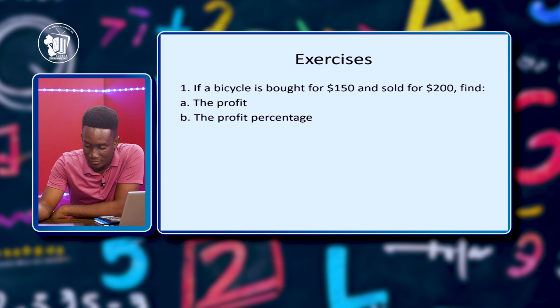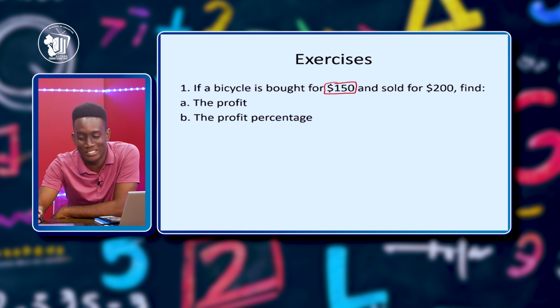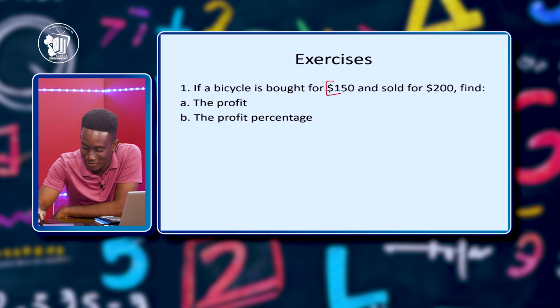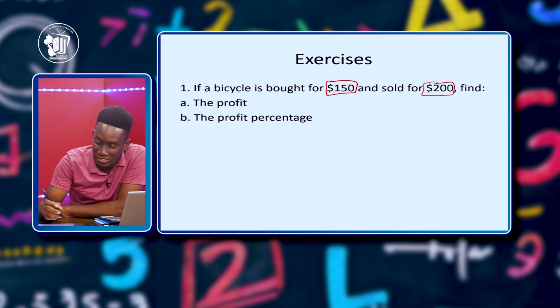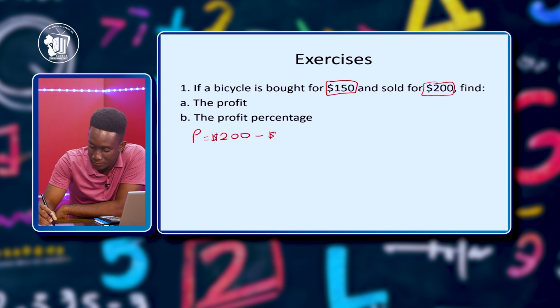So let's go. A bicycle is bought for $150. This has to be probably in US, because you know no bicycle in Guyana you will be seeing sold for $150, and it's sold for $200. So first things first, let's find the profit. The profit will be the price that it was sold for, which is $200, subtract the price that it was bought for, which is $150. So the profit will be 200 minus 150, which is 50.